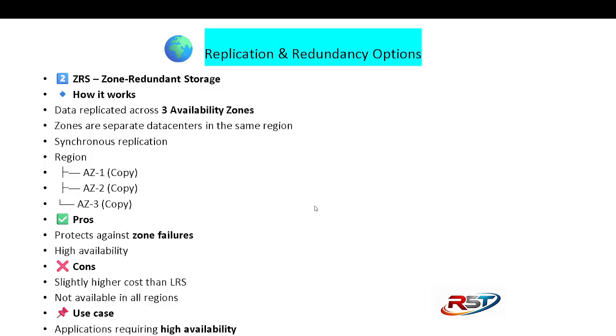ZRS, zone redundant storage. How it works: data replicates across 3 availability zones. Zones are separate data centers in the same region. This is also synchronous replication. Any changes that happen replicate immediately. Region: Availability zone 1, one copy it maintains. Availability zone 2, the second copy. Availability zone 3, the third copy.